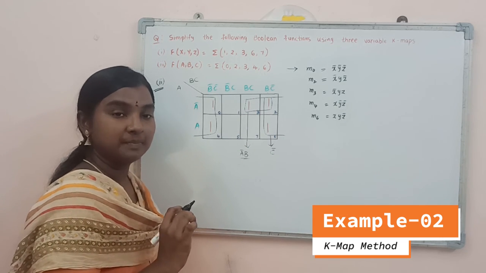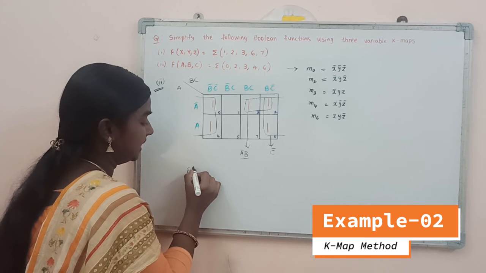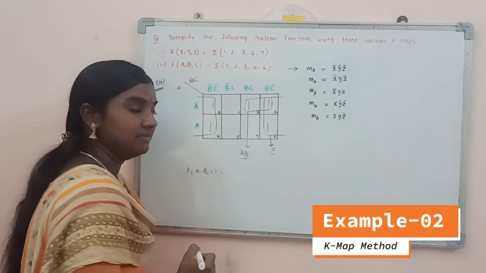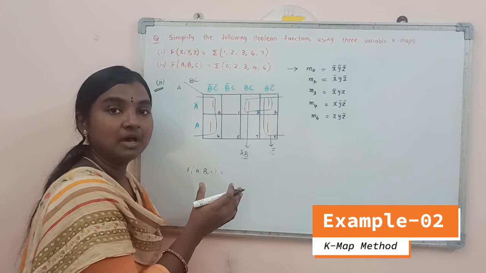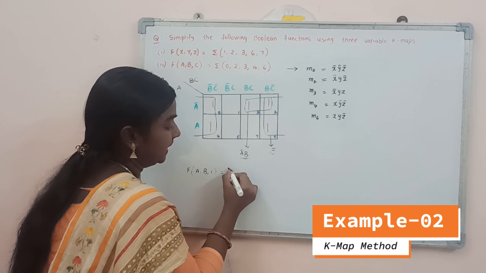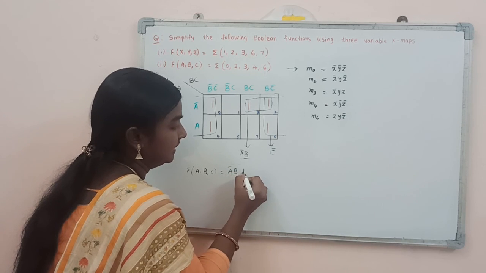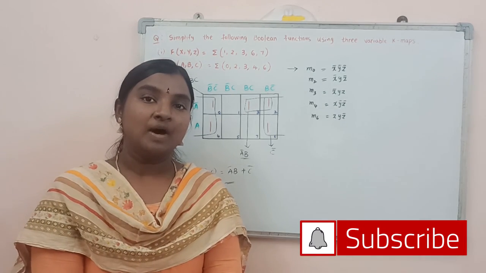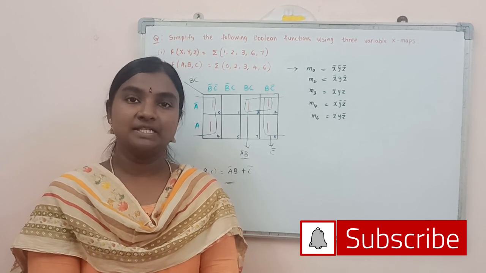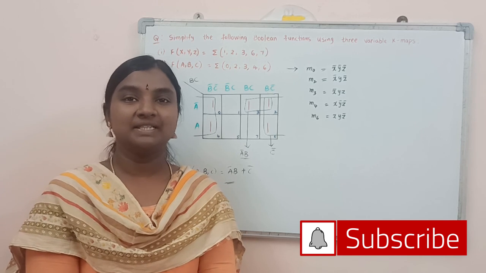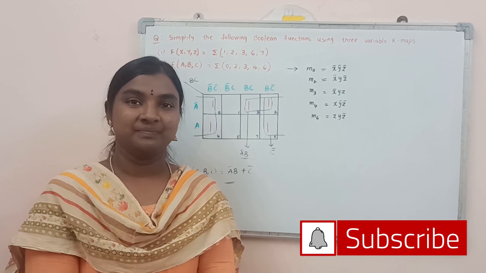And the simplified expression for the given function can be written as function of A comma B comma C will be equal to summation of these two product terms. Now that will be A bar B plus C bar. So by following this procedure, we can simplify any given Boolean functions by using three variable K-maps. Thank you.